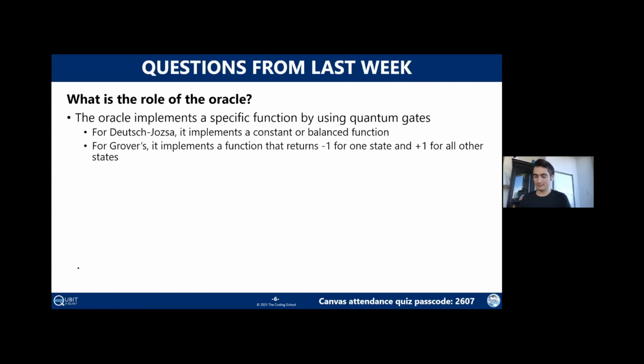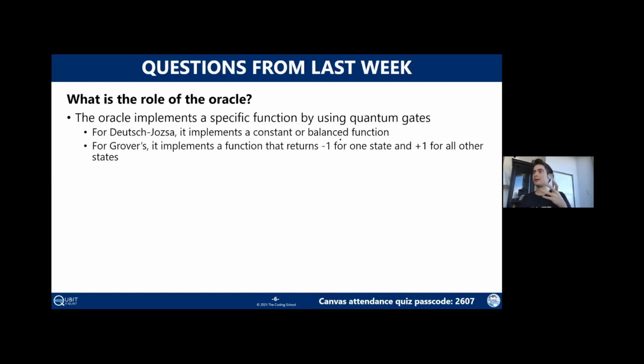So in Deutsch-Jozsa, this oracle or function, as I said, implements a constant or balanced truth table, like we saw last week. For Grover search, it's going to essentially mark the element that we're searching for, as we'll talk about in a second, using a -1 sign instead of +1. So at the core of it, that's all an oracle is. It's a function that does something, which is pretty much the most general definition of a function you can come up with. But an oracle is a specific type of function.